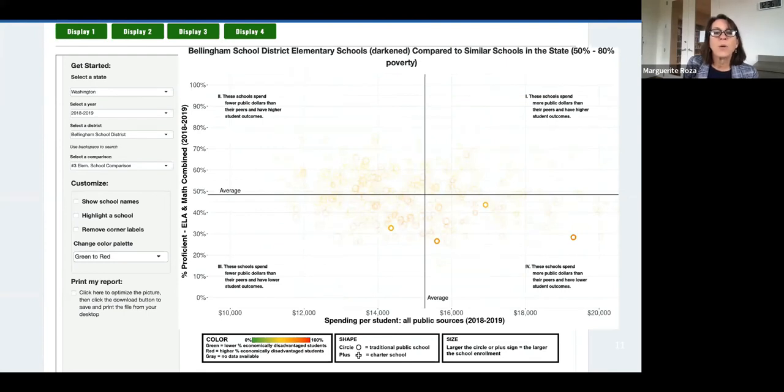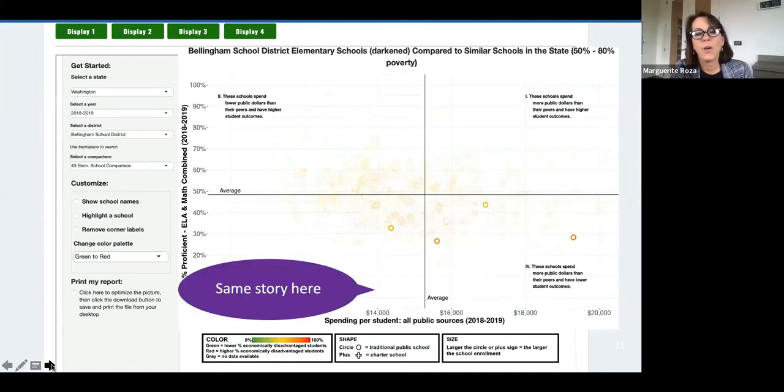Is it possible we're using an outdated reading curriculum? Are we not oriented on trying to get our kids up to speed in the academic subjects as much as elsewhere in Washington State? What is it about our schools that were quite a bit lower performing than similar schools with similar levels of poverty around the state here? So it's a similar kind of story, but you'll see the different comparison group because Bellingham didn't have any of the highest poverty schools in there.